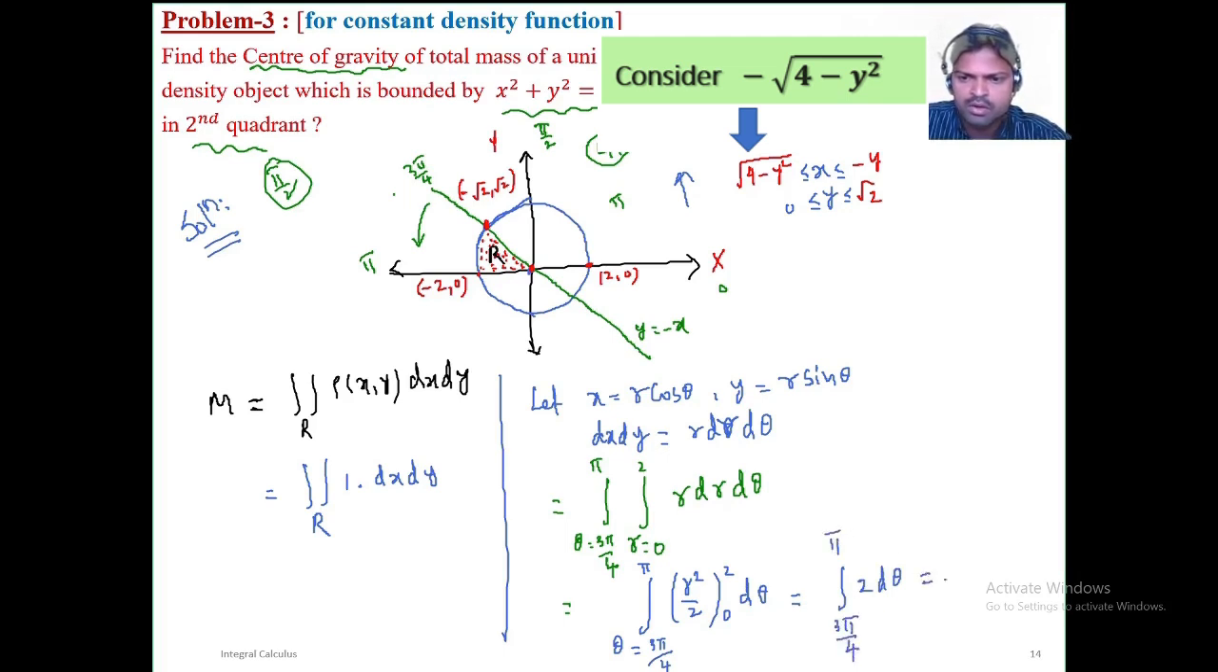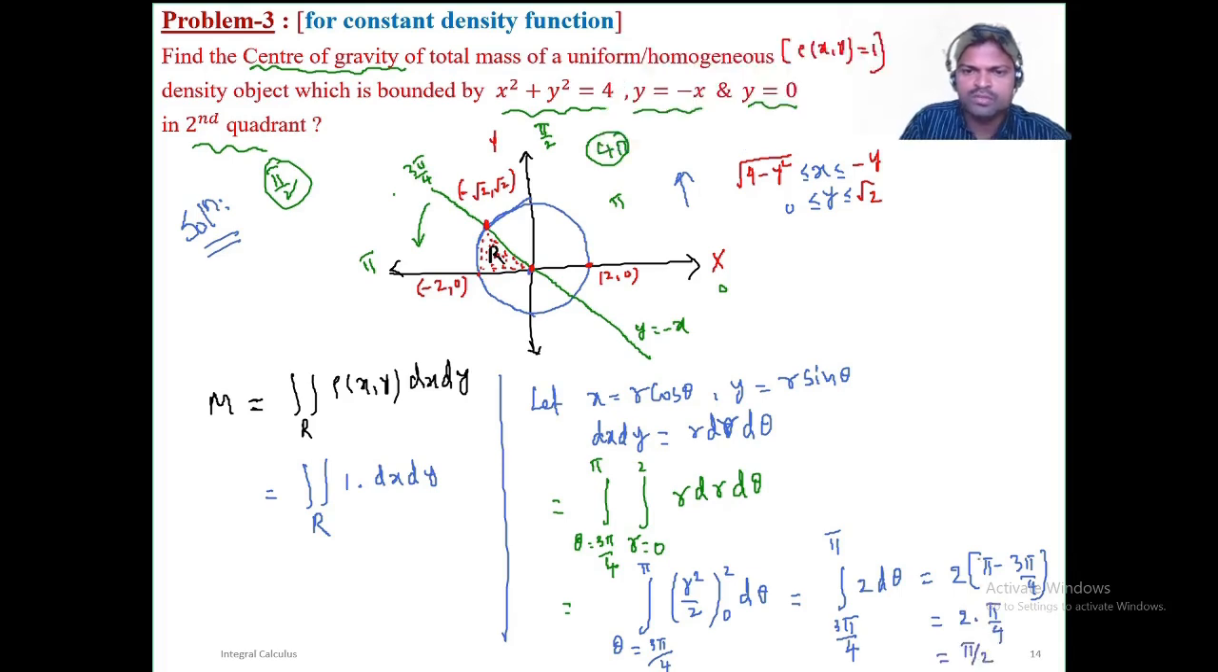Now what do you get? 2 into theta, and theta limits are pi minus 3 pi by 4. So pi minus 3 pi by 4, how much? 4 pi minus 3 pi, so pi by 4. So 2 into pi by 4. So how much did you get? Pi by 2. That's it. Therefore, the total mass m is equal to pi by 2 units.